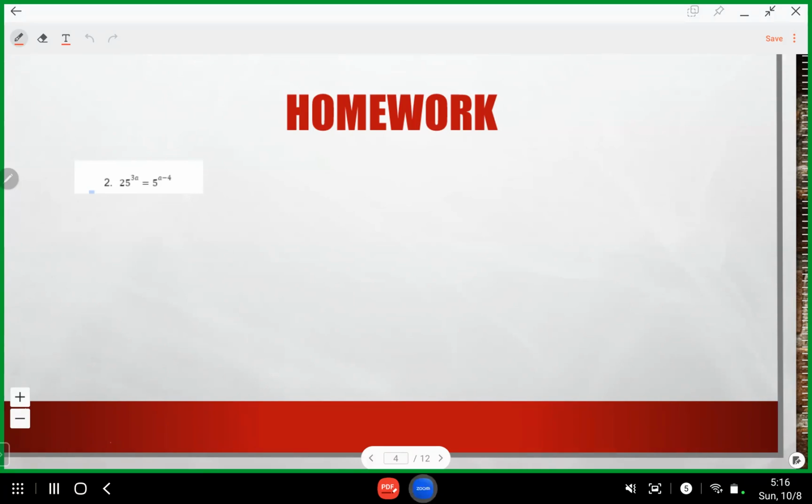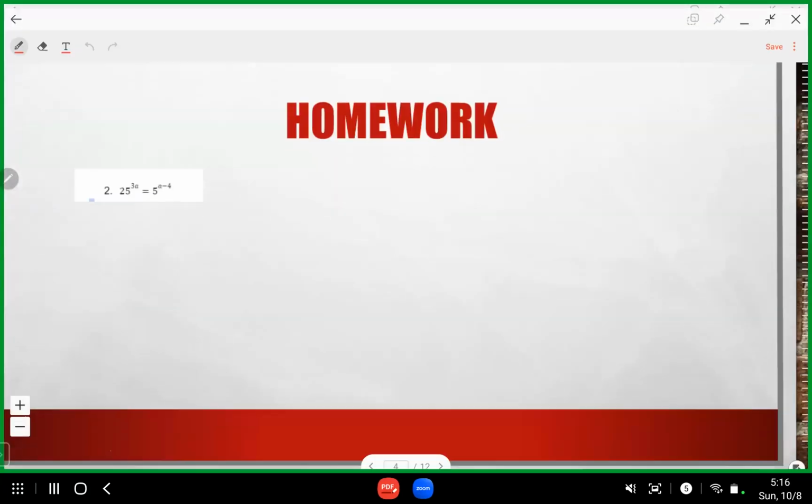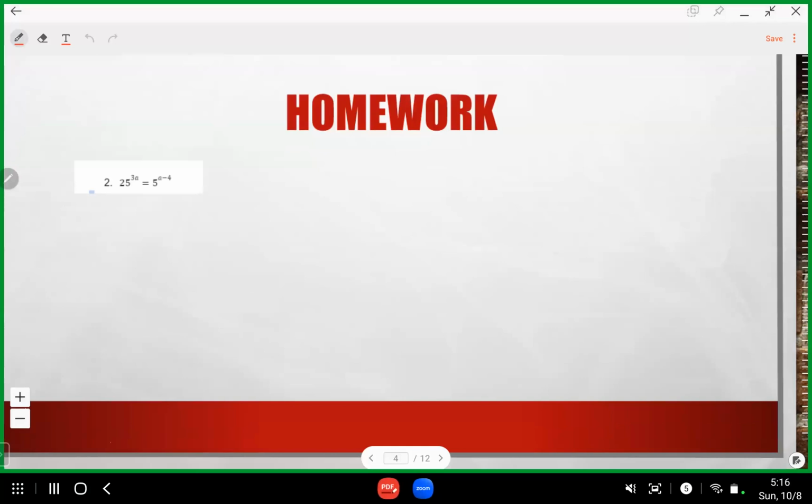Okay, let's go over this one. So -8. Okay, let's check. What we have to do here is make sure there's the same base, and then we can set it equal, right? So we know that 25 is 5 squared. So let's set that equal to 5 squared, and that is 3a. It's equal to 5 to the a minus 4. So now we have the same base, right?